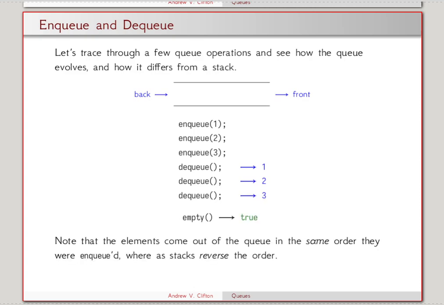And then we get out 3 here. So notice the difference between this and the stack here. In the stack, these came out in the reverse of the order that we put them in. They came out as 3, 2, 1. Here they come out in the same order that we put them in. So queues preserve the order of things as they're added.